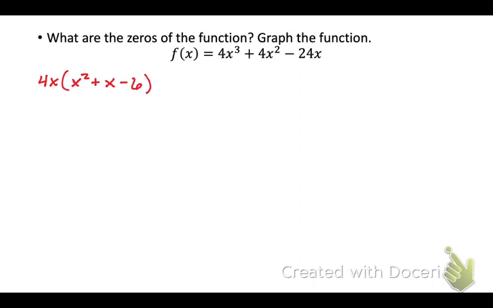Okay, so now that 4x is just going to come down in front of my answer when I'm done, right? So I need the factors of 6 that have a difference of 1. 3 and 2. Positive 3, negative 2. Good job.